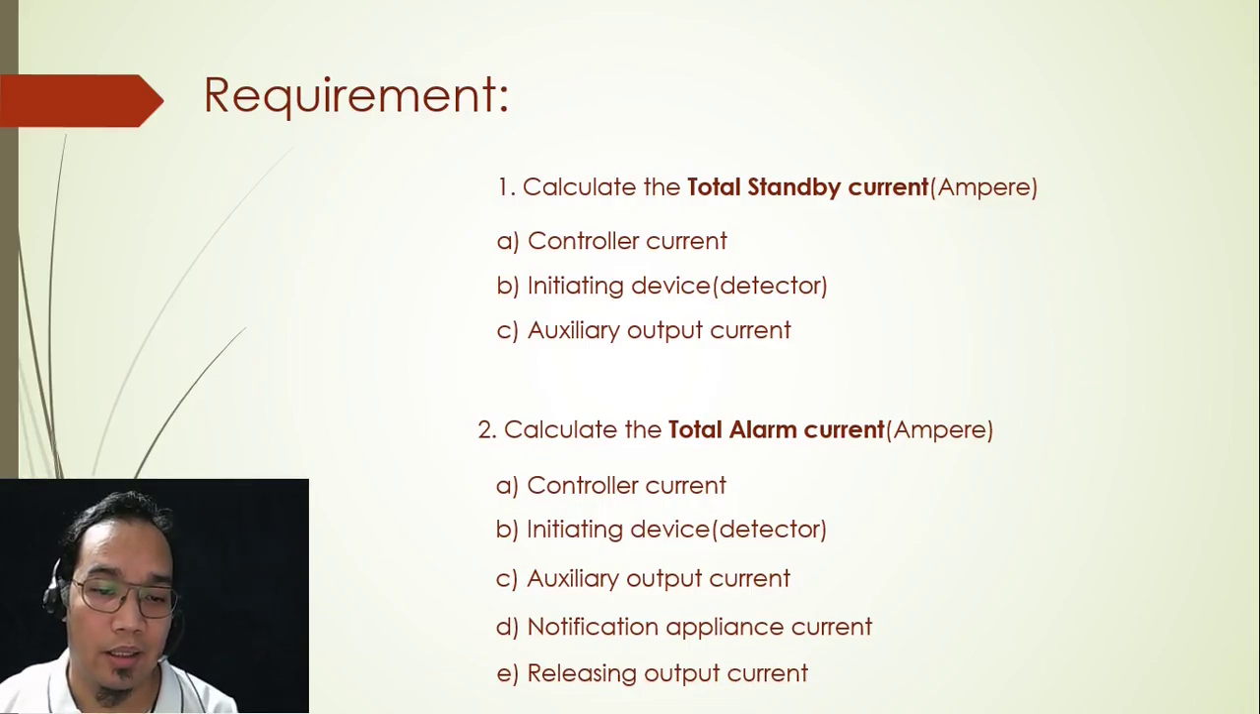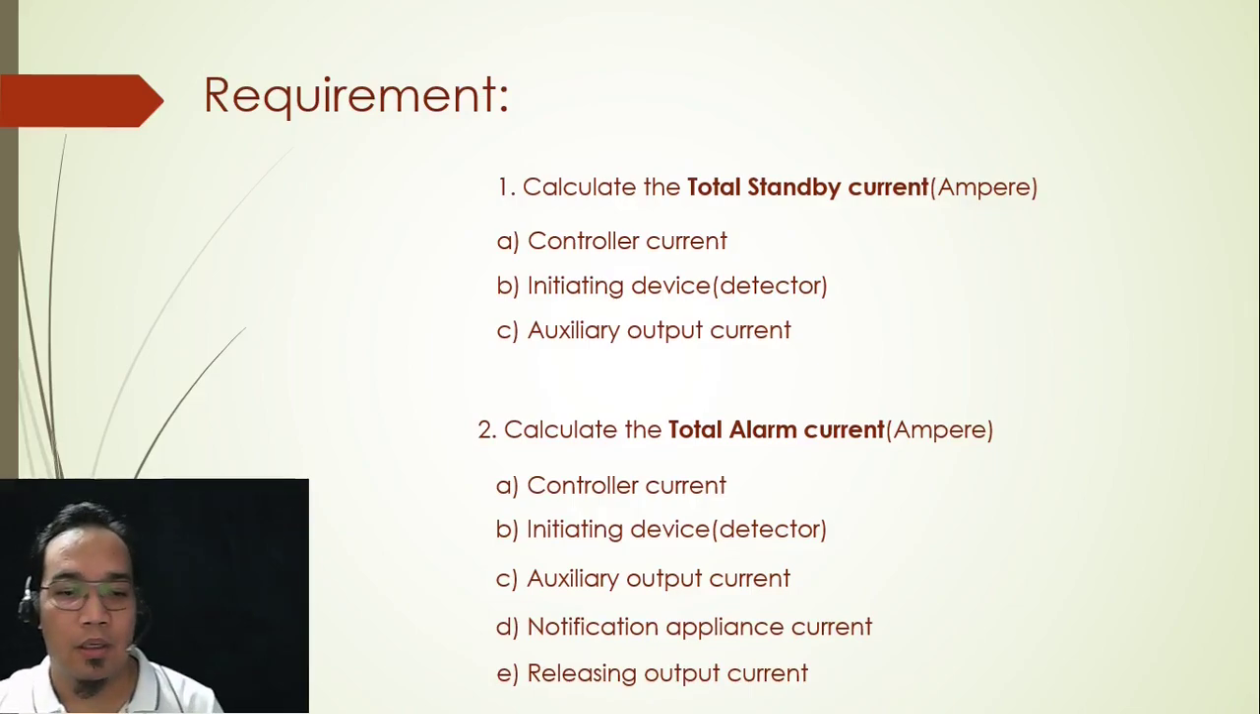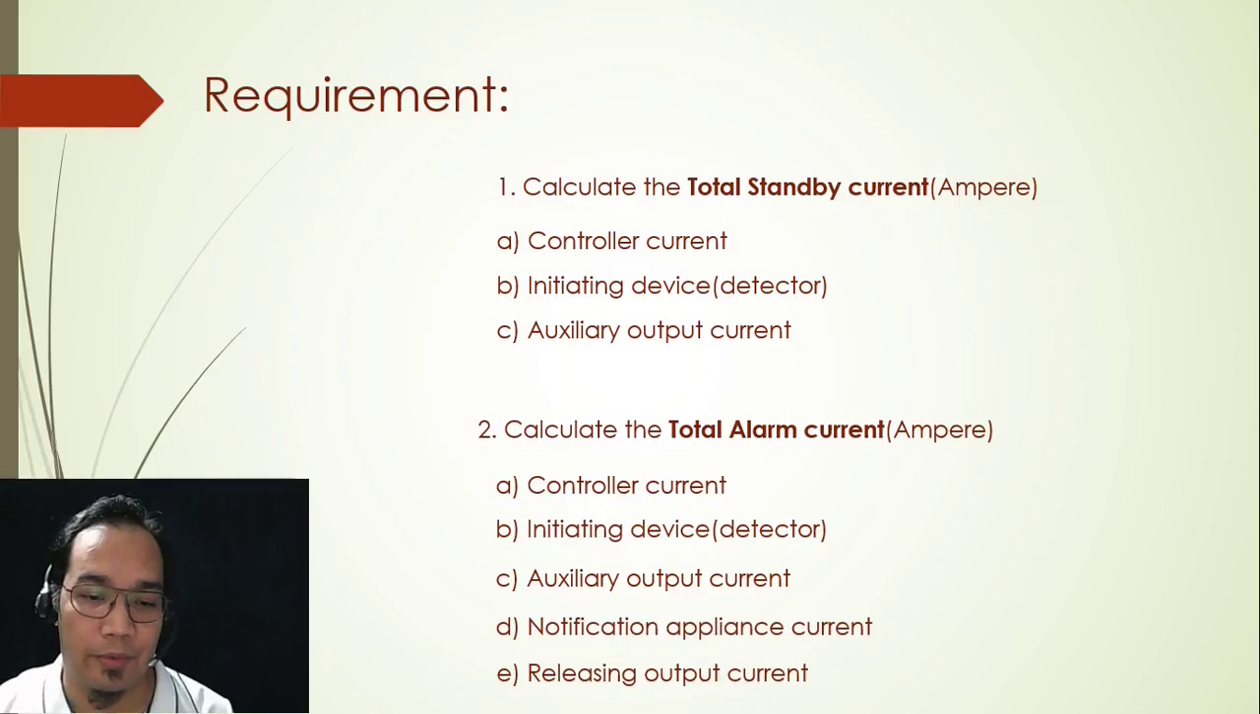The fourth one is to determine the total alarm current of our notification appliance. What are those notification appliances again? Let's say we have a horn strobe or we have a horn bell. So those are the notification appliances. And the last one is if we have a releasing output. So this releasing output, when do we have this type of device? Let's say the application of fire alarm is for activation of fire suppression. If we have that kind of system, then that is the time that we also have a releasing output current.